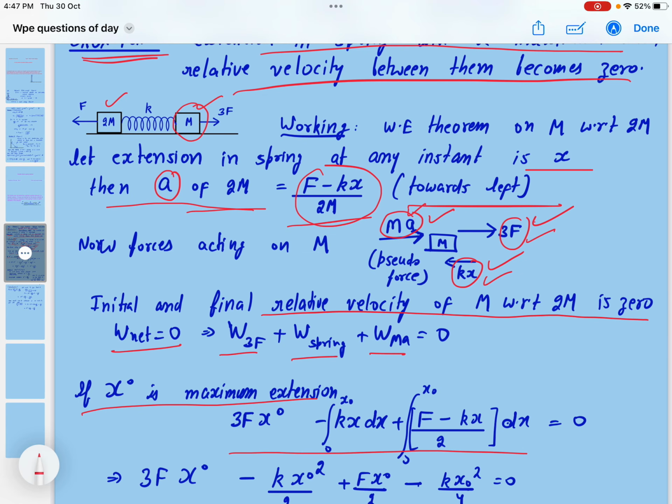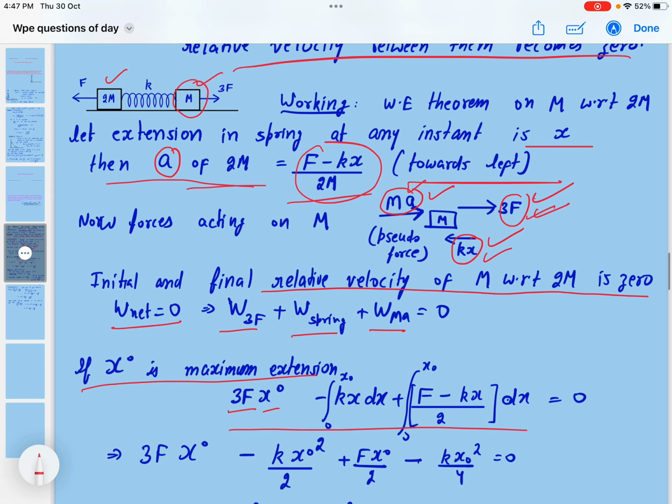Work done. F is a constant force, so no problem. 3F into x naught I can write. For the spring force, you can directly write the work done by the spring if you know the formula. Otherwise, spring force is kx dx, integration from 0 to x naught. And also this pseudo force: acceleration we know, beta, then ma. So pseudo force will be (F minus kx) by 2 into dx, integration from 0 to x naught. So total is equal to 0, right?